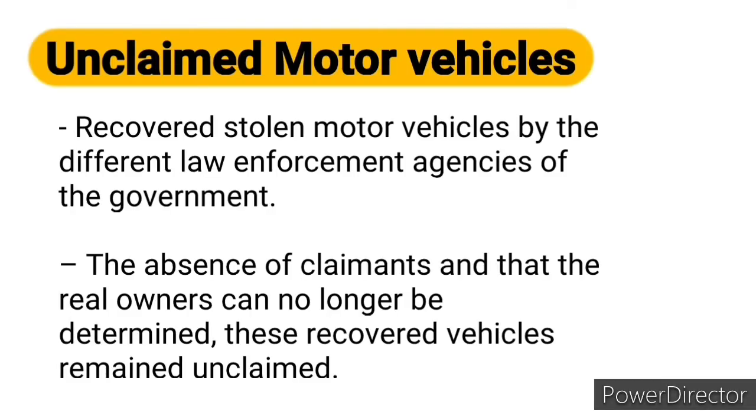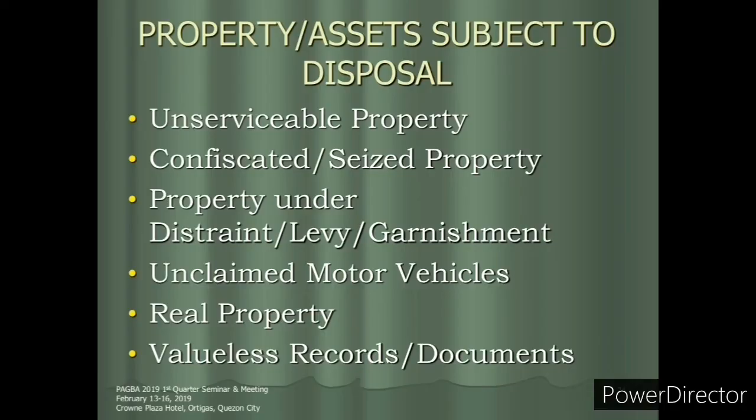This refers to recovered stolen motor vehicles by the different law enforcement agencies of the government. In the absence of claimants, and with the real owners no longer able to be determined, these recovered vehicles remained unclaimed. The next one is the real property. What is a real property?